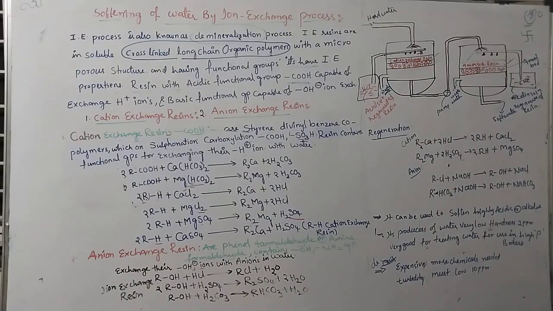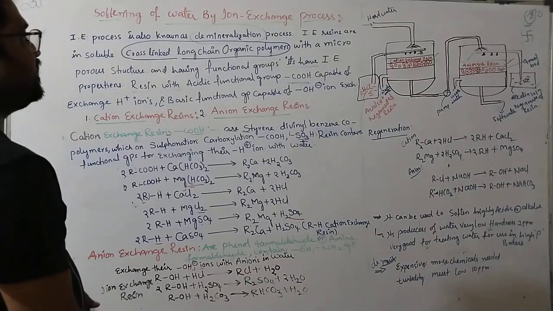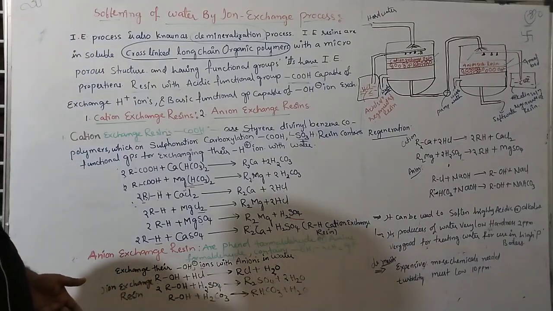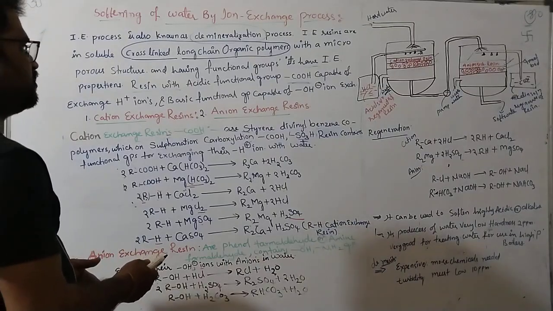Today we are going to discuss the softening of water by the ion exchange process. The ions can be exchanged by some kind of resins that we use to eliminate the excess of ions or excess of minerals. This is generally known as a demineralization process, which means removing the excess of minerals.